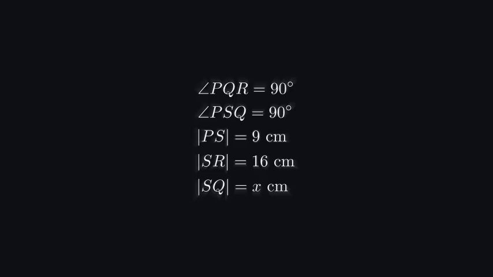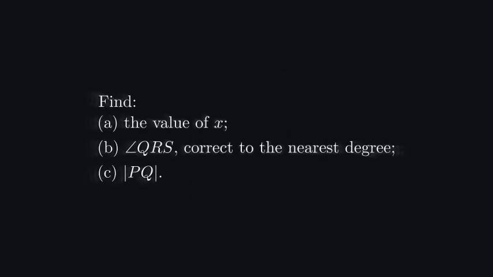The question tells us that angle PQR equals 90 degrees and angle PSQ equals 90 degrees. Also, PS equals 9 centimeters, SR equals 16 centimeters, and SQ equals X centimeters. We are asked to find the value of X, then find angle QRS, correct to the nearest degree, and finally find the length PQ.